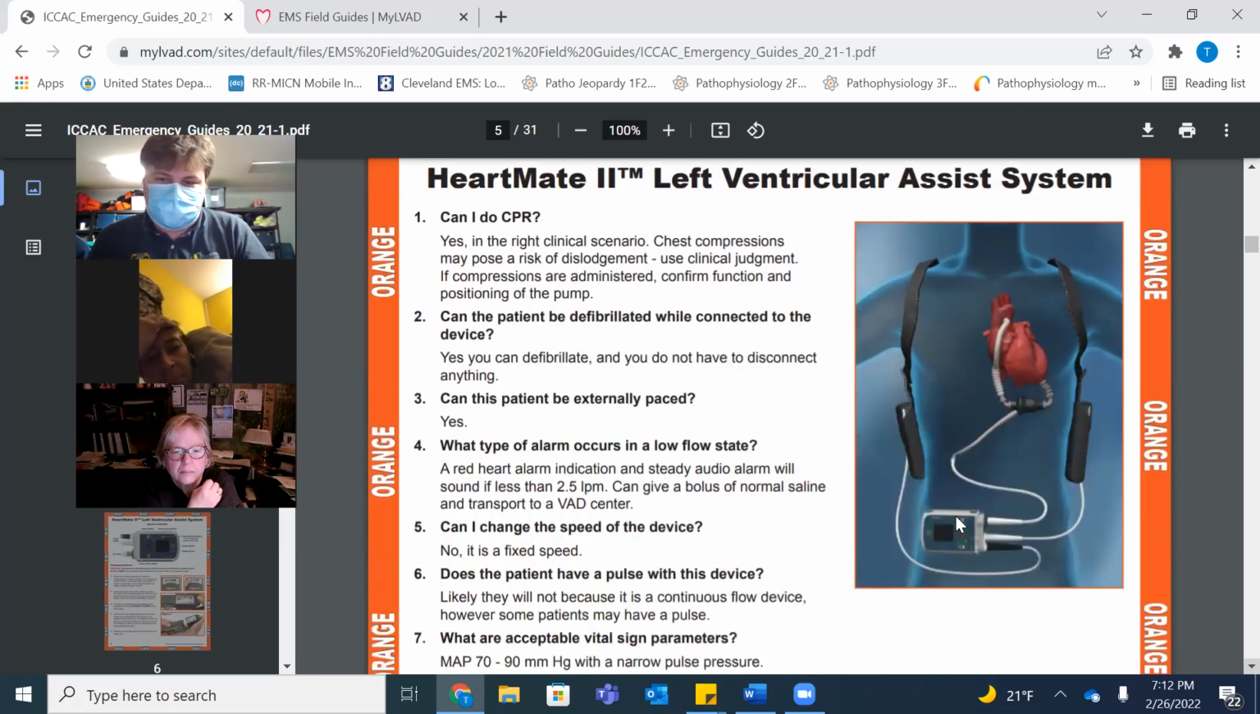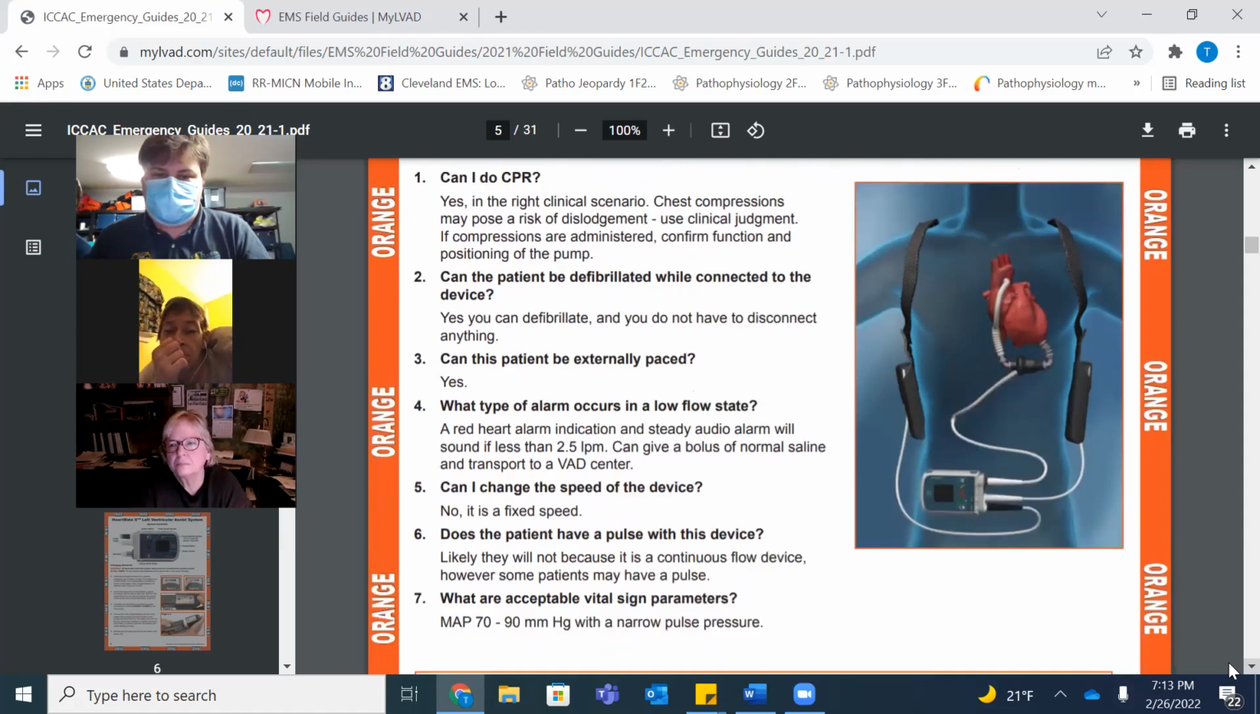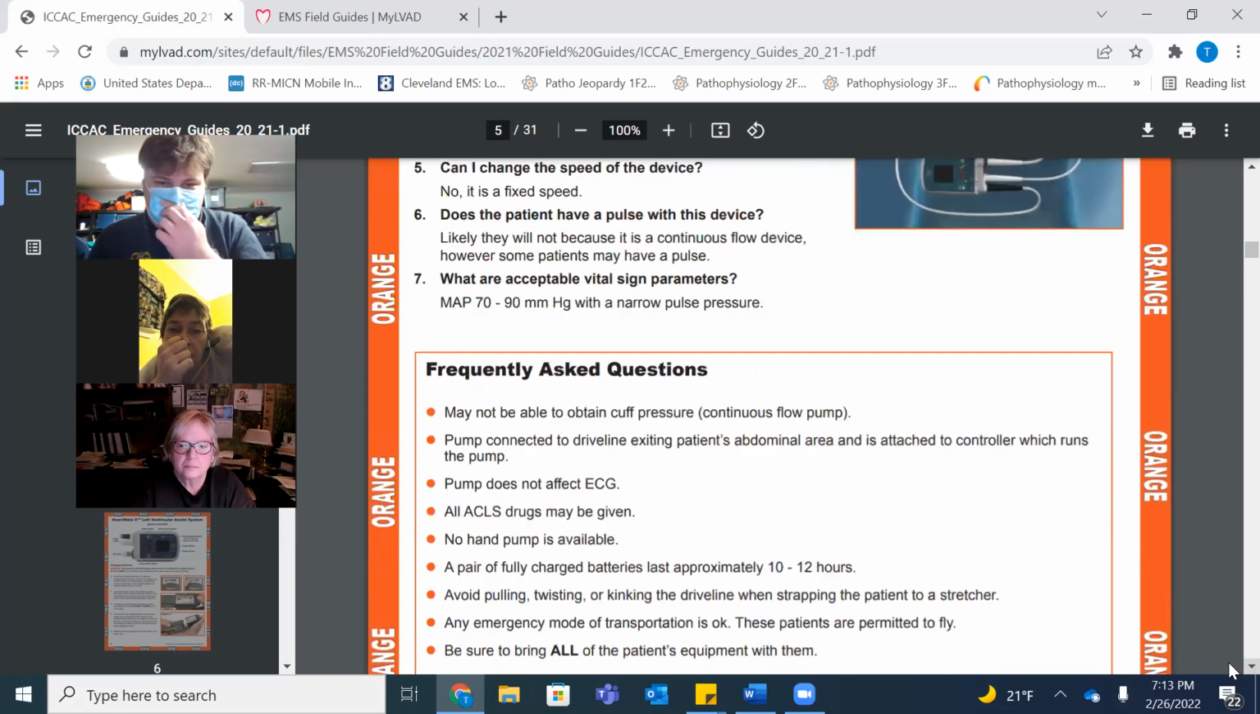But you can see the diagram of what it looks like. There's the controller right there. There's the drive line that goes into the body and up to the pump. And there are the two cords that connect the battery wires to the batteries. Those are also things that you'll want to make sure are not loose connections when you do this. It tells you what MAP you're aiming for when you're looking at vital signs too. So you have one of those automated BP machines that's telling you what an acceptable perfusion pressure is.